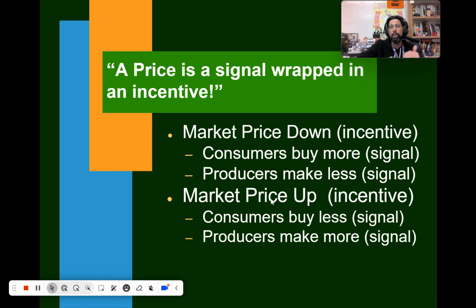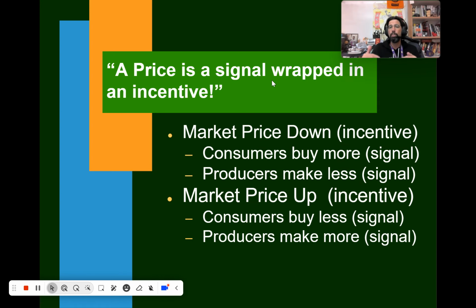Then when the market price of an item goes up, the incentive changes and shifts. All of a sudden, the signal to the consumer is, price goes up, I need to buy less. While for the producer, price goes up, I need to make more. That's how I'm going to make more money. So a price in its essence does two things. One, it provides an incentive to both consumers and producers. And two, it's actually a signal that I've got to act on.